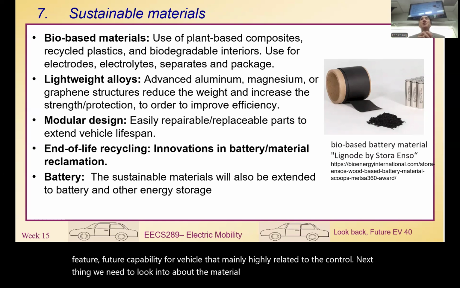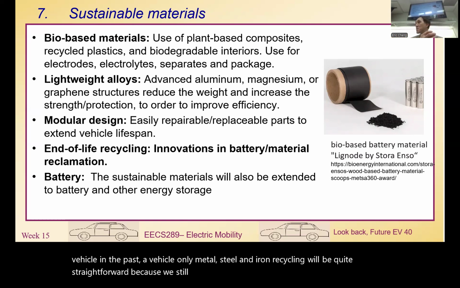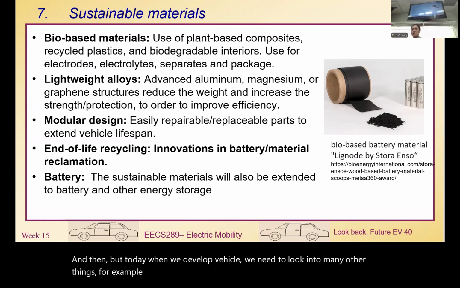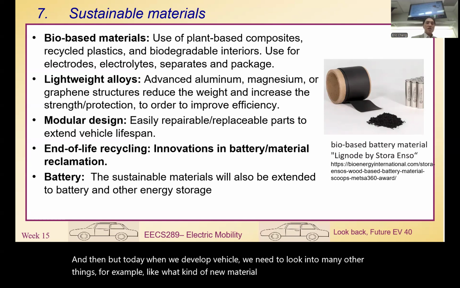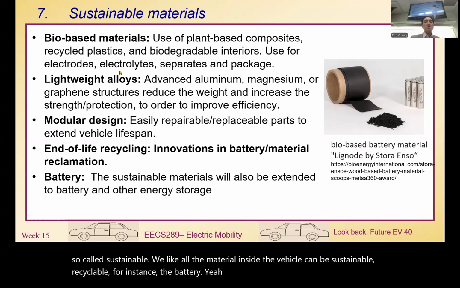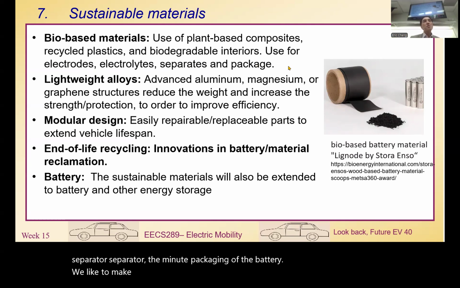When we developed a vehicle in the past, a vehicle was only metal, steel, and iron. Recycling was quite straightforward because we still needed the iron and the steel from the vehicle. But today when we develop a vehicle, we need to look into many other things. For example, what kind of new material can go into a vehicle that can be so-called sustainable? We'd like all the material inside the vehicle to be sustainable and recyclable. For instance, the battery: the electrolyte, the separator, the packaging of the battery. We'd like to make it more renewable or recyclable.